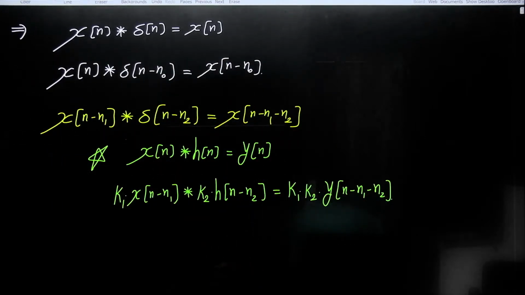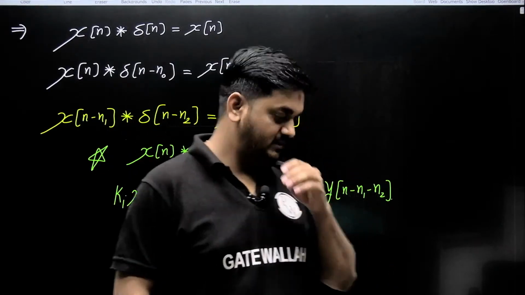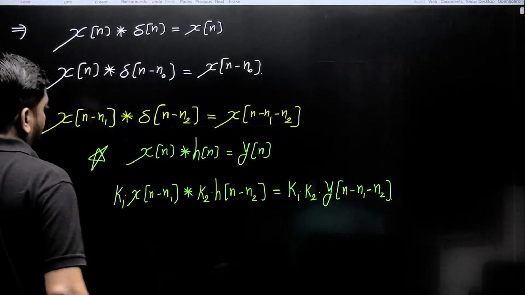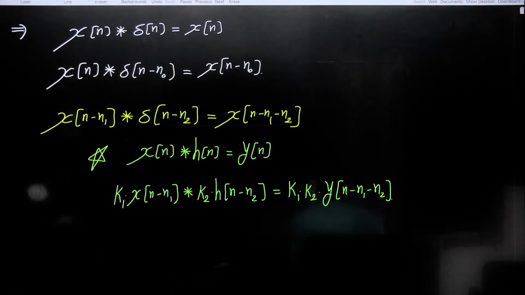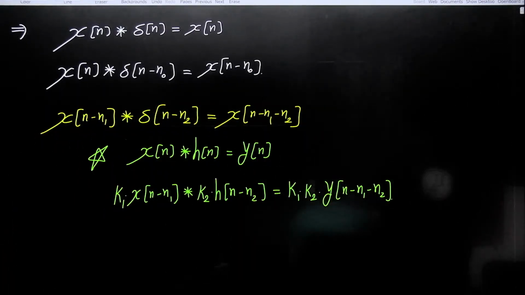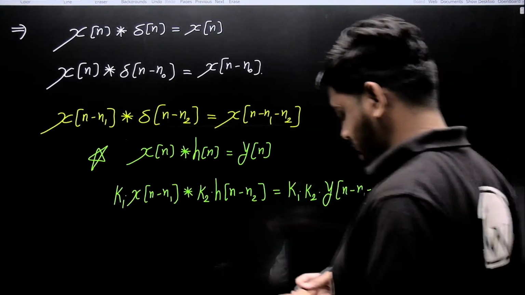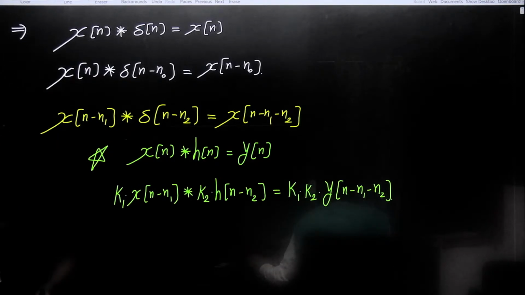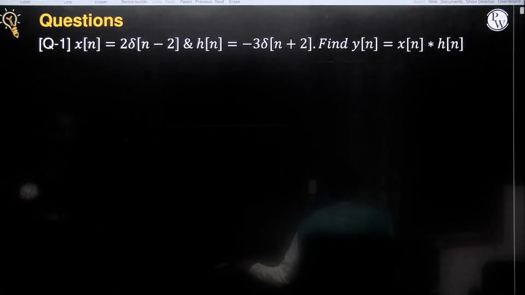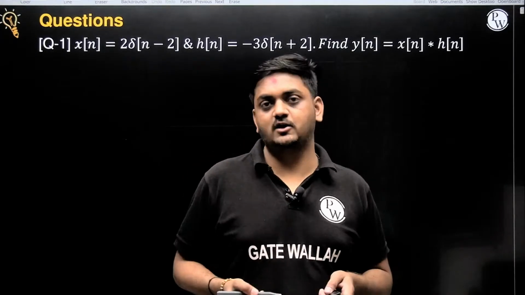Clear? Fine. So this is a very important property that you people have to remember. Time shifting property, very important. All these things you can write in your short notes also. Now let us solve some questions based on this. So let us start with the very first question, guys. As I told, all the properties like distributive and associative are the same as in continuous time convolution.